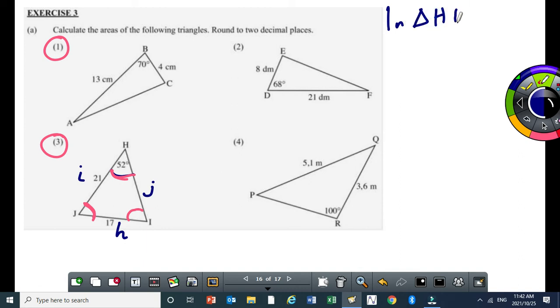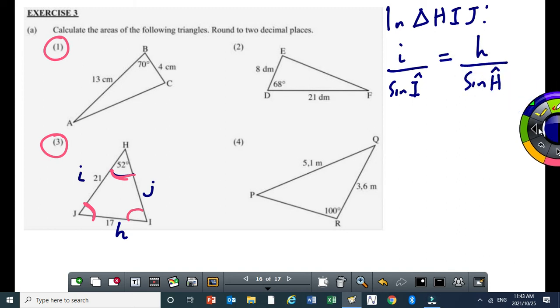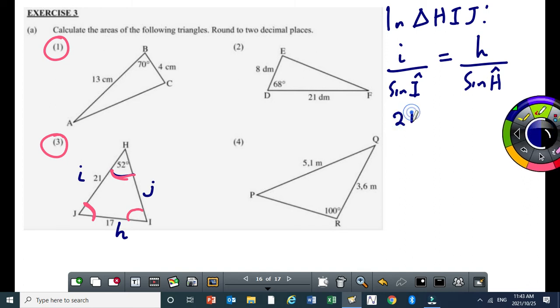In triangle HIJ, if I use the sine rule, I have to write it as small i over sine I is going to be equal to small h over sine H. So that would be my sine rule. The question is not straightforward for us to calculate the area. We have to use the sine rule. So from here, my small i is 21.